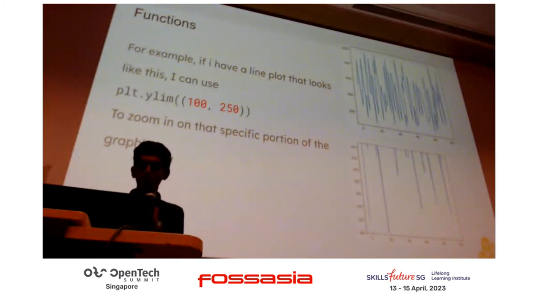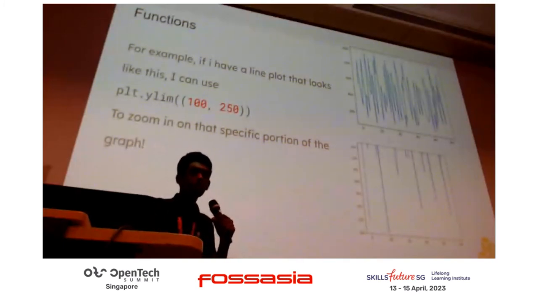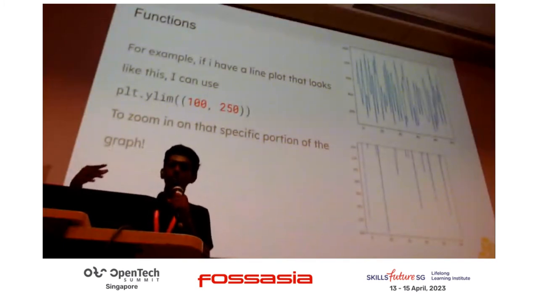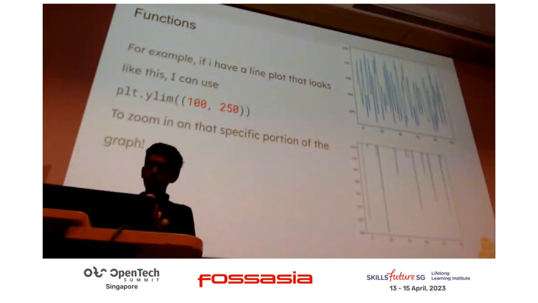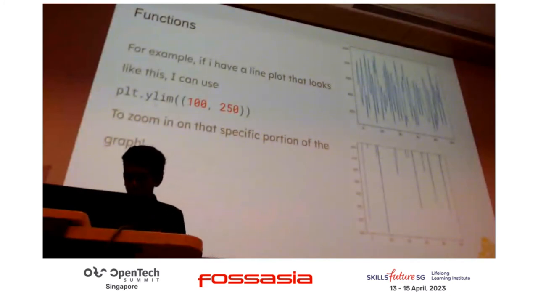you can call plt.ylim. Specify the values to be 100, that's your minimum limit, and your maximum limit to be 250. And that will result in your y-axis. This is ylim. If you want to do that to the x-axis, you can also call plt.xlim, and the parameters are the same. So, as you can see here, your y-axis starts from 100 and ends at 250.